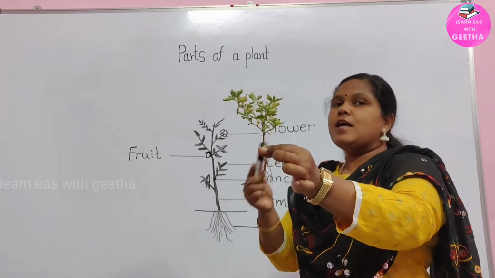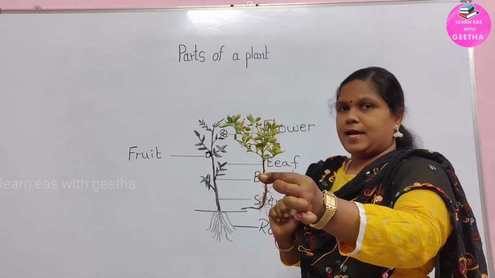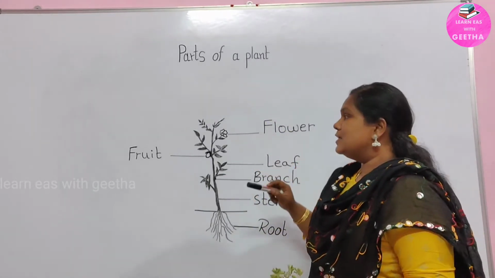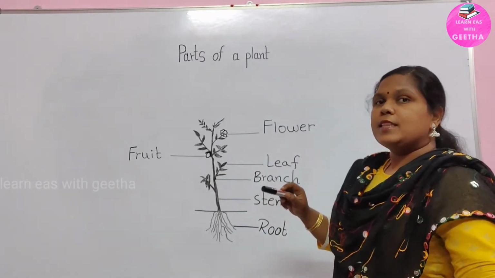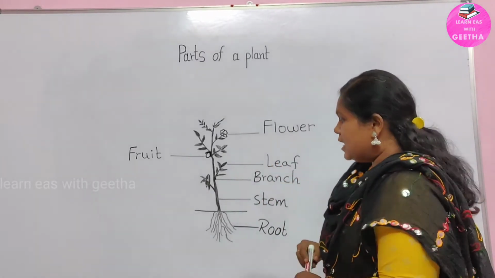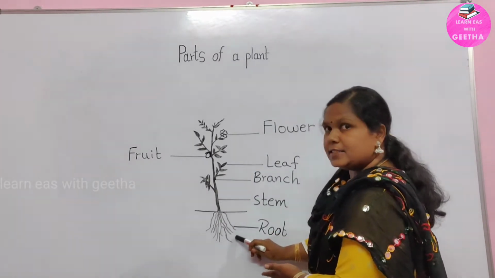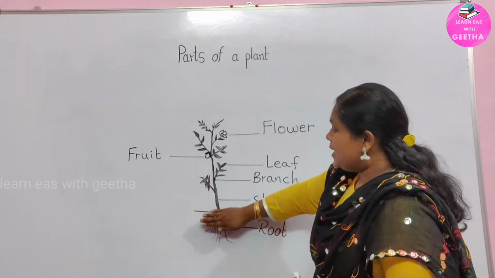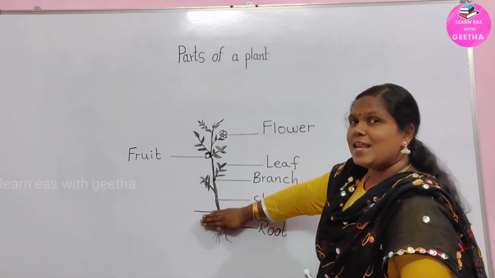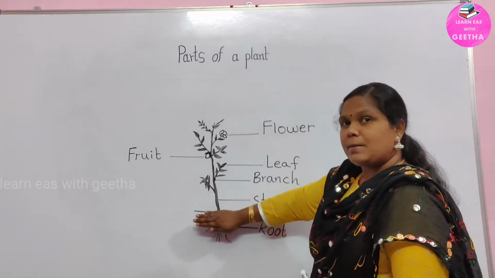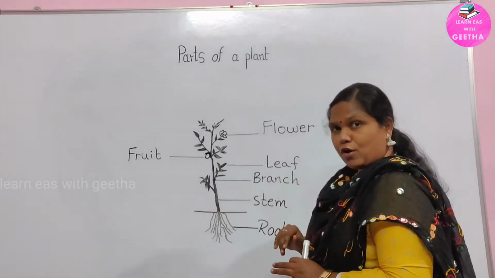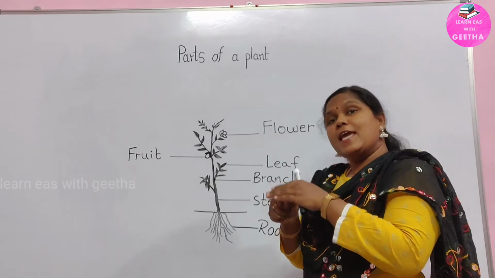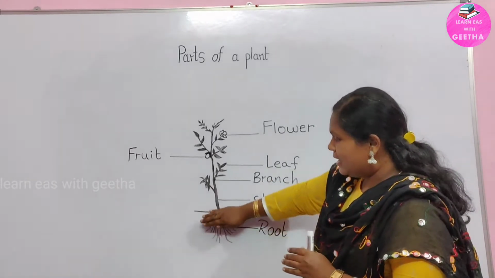Now we will learn what the parts of a plant are. This is a plant. Now we will look into each part of the plant. The first and foremost part is the root. Where will the roots be? The roots will be inside the soil. Can you see roots? No. They are inside the soil.